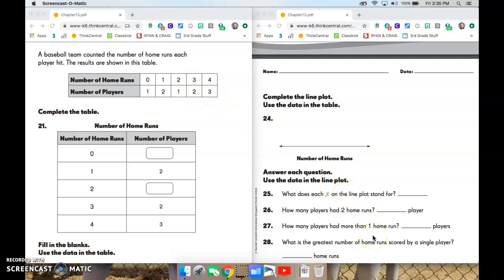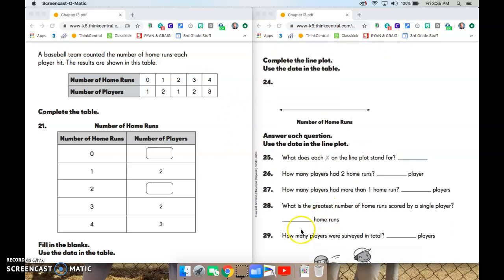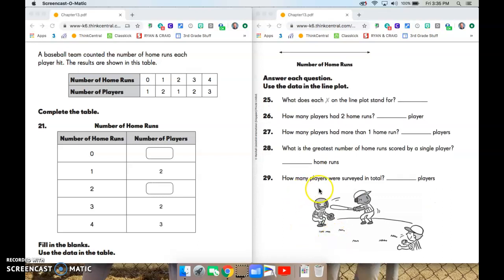Number 28, what is the greatest number of home runs scored by a single player? And that was 4. And the last one, 29, how many players were surveyed in total? 3, 4, 5, 6, 7, 8, 9 players.